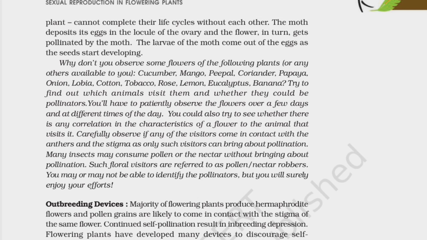Any visitor that comes in contact with the anther and the stigma can bring about pollination. Many insects may consume pollen or nectar without bringing about pollination. Such floral visitors are referred to as pollen or nectar robbers. You may or may not be able to identify the pollinator, but you will surely enjoy your effort.